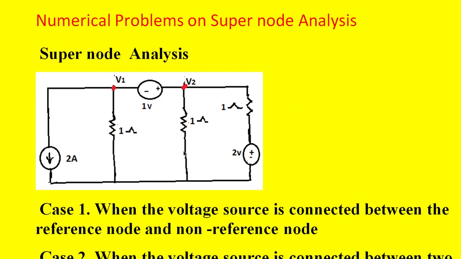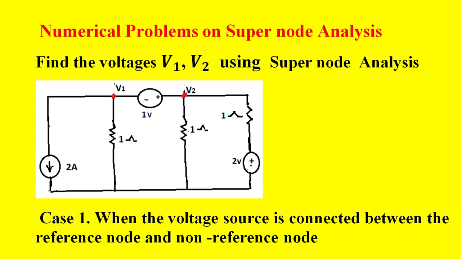The problem given here is like this. Here there are three sources. One is a 2 ampere current source, another is a 1 volt voltage source, and the other is another voltage source whose value is 2 volts. Similarly, there are three resistors. The node voltage here is V1 and the node voltage here is V2.